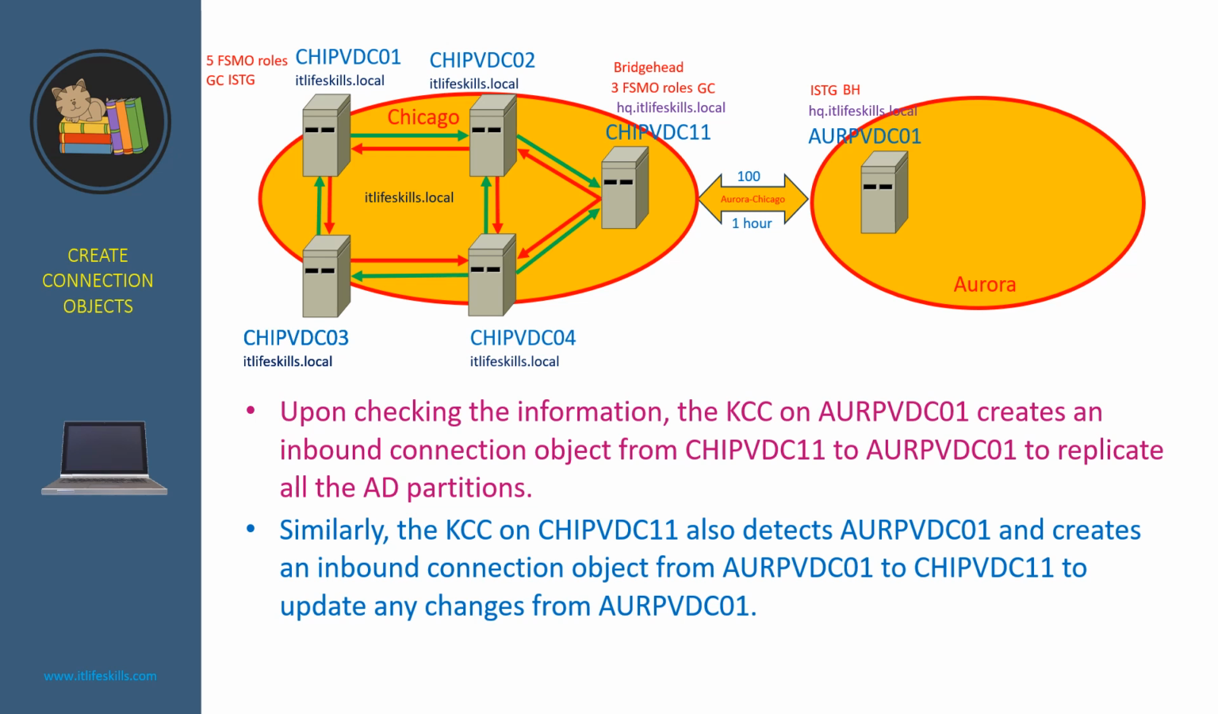Upon checking the information, the KCC on OPVDC01 creates an inbound connection object from CPVDC11 to OPVDC01 to replicate all the AD partitions. Similarly, the KCC on CPVDC11 also detects OPVDC01 and creates an inbound connection object from OPVDC01 to CPVDC11 to update any changes from OPVDC01.